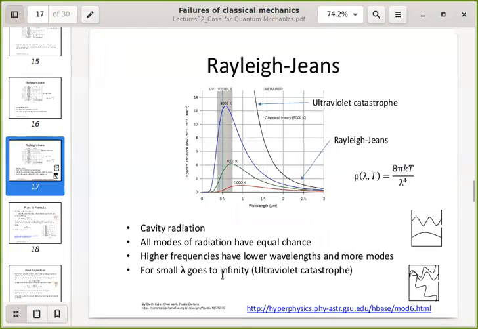Okay, so the problem with cavity radiation was that his thought was that all modes of radiation have an equal chance of being emitted.